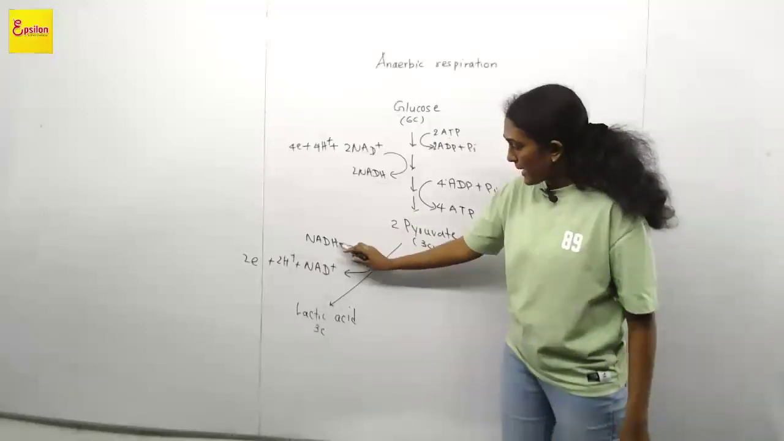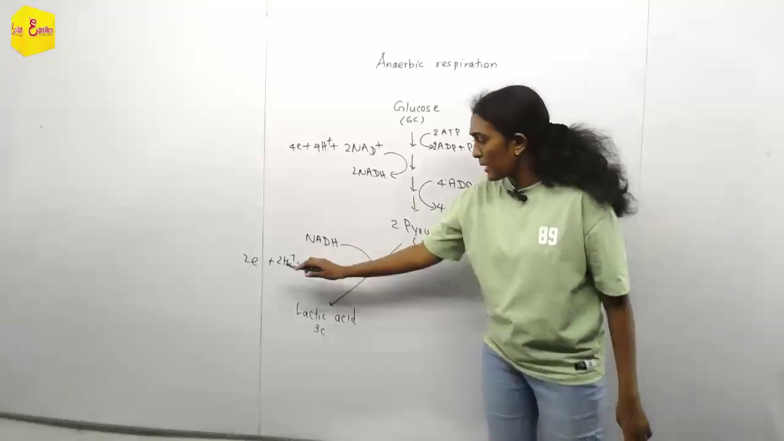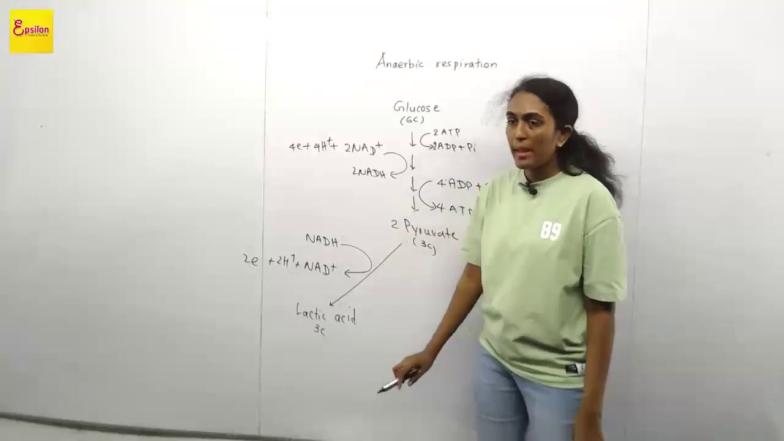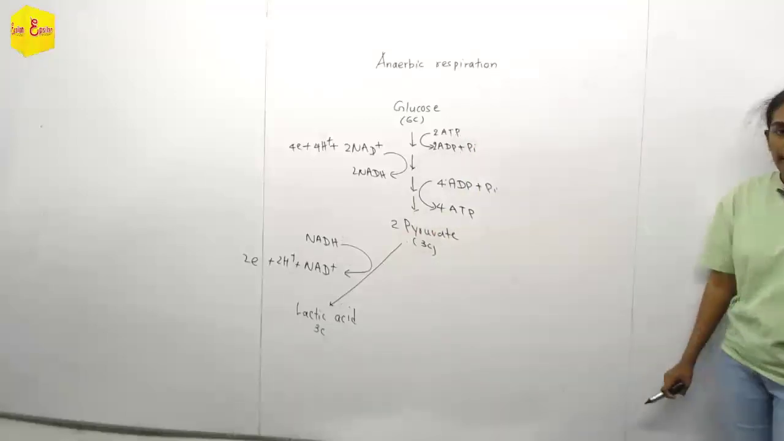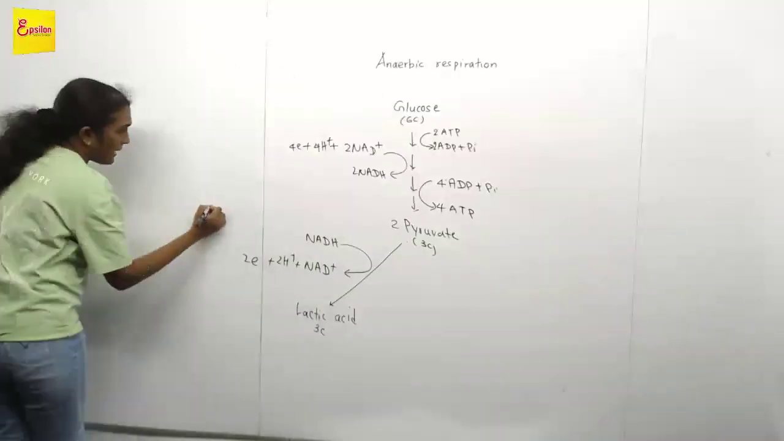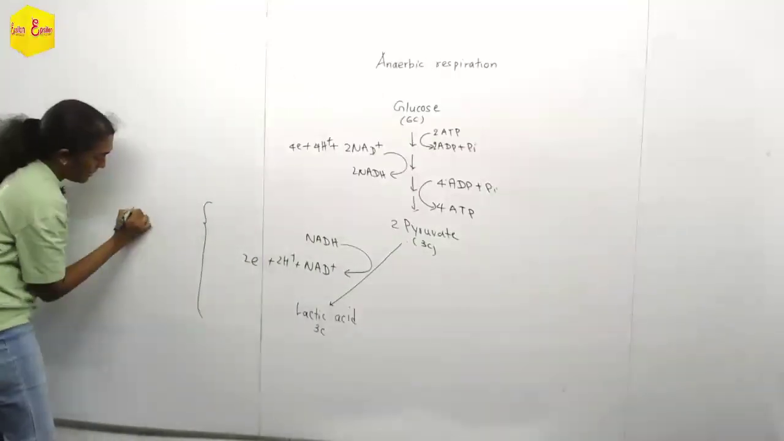This is oxidized, H pluses and electrons are released. So pyruvate is reduced to lactic acid simultaneously. Can you understand? This reaction we call lactic acid fermentation.